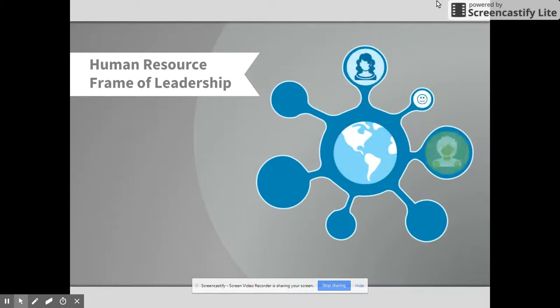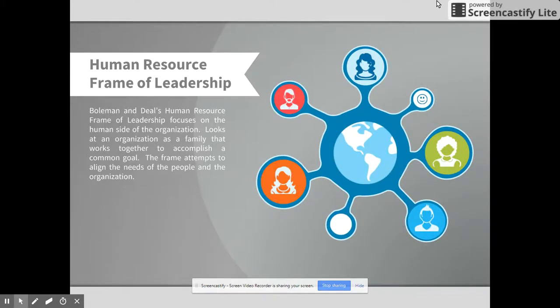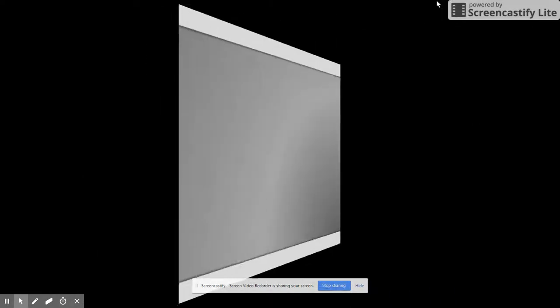So, the human resource frame of leadership, based on Bolman and Deal, is basically looking at the human side of your organization. Instead of thinking of it as a machine or some non-emotional organism, you need to think about the people working under your leadership, and how they are going to react based on policies that your leadership and your organization put in place. This framework attempts to align the needs of the people and the organization, which is pretty important because when your people are happy, then everyone's pretty happy.